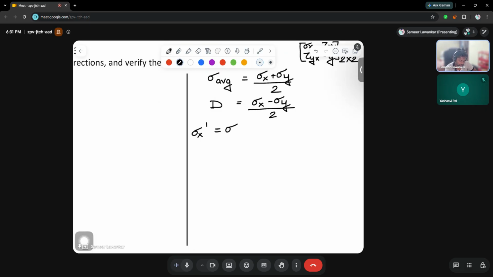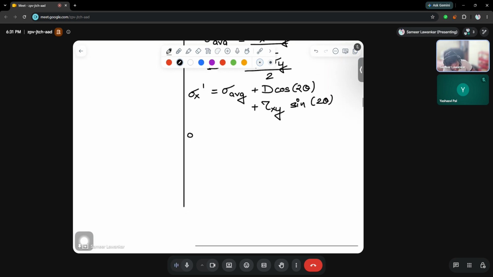Sigma x dash is basically the stress acting in the x direction but oriented at some particular angle, theta. Okay, how we calculate it? Sigma x dash is basically sigma average plus capital D cos 2 theta plus tau xy. Tau xy is basically the shear stress acting on that particular plane, parallel to the direction, or basically perpendicular to the direction of normal vector. Okay, sine 2 theta.